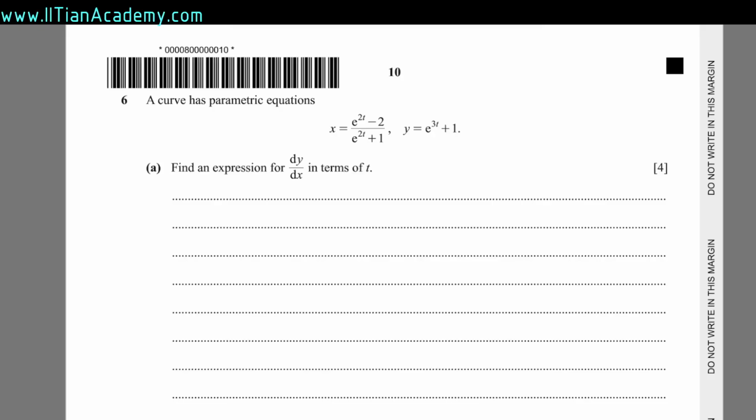So in question 6, we're given this curve which has these parametric equations. We need to find dy/dx in terms of t. The idea is that we have this function of y, but it is a function of t, and t here is a function of x. So if we could rearrange for t, we would get t equal to something in terms of x, and we could plug that in, and then y would be in terms of x. However, we don't really have that equation. We only have these parametric forms.